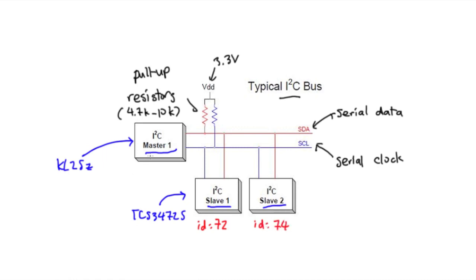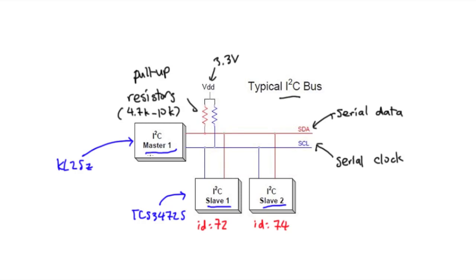The idea is that in the very first part of this protocol, the master is going to say, I'm going to access the slave with an identification number of 72, and then slave 1 is going to ping back and say yes, I got that information, and then the master will transfer data or do whatever it needs to with that specific slave device.